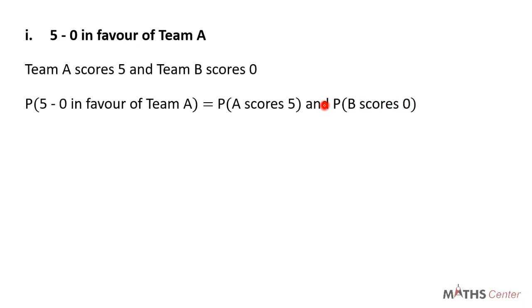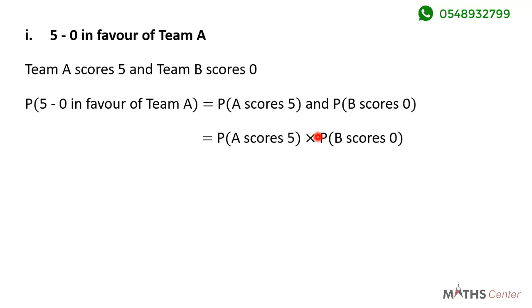We have "and" here, so we replace it with multiplication. So that will be the probability that team A scores 5 times the probability that team B scores 0. So to get the probability that the final score is 5-0 in favor of team A, we will find the probability that team A scores 5, and then we will find the probability that team B scores 0. Then we will multiply them. Let's begin with the first one, the probability that team A scores 5.